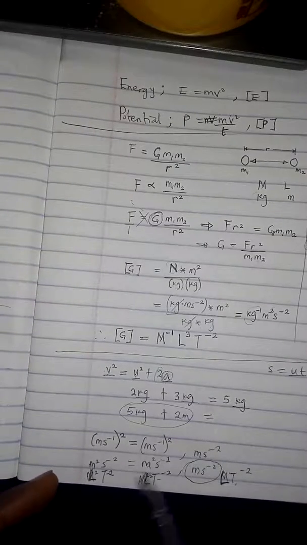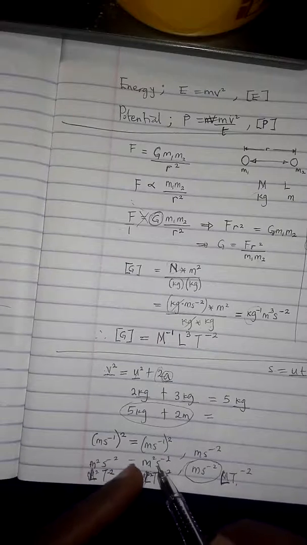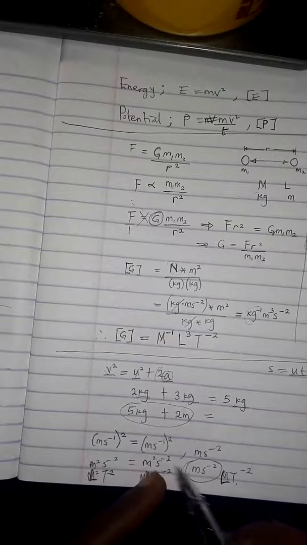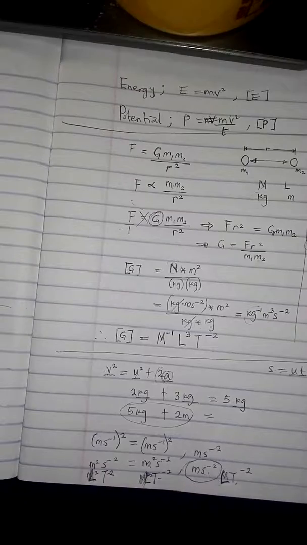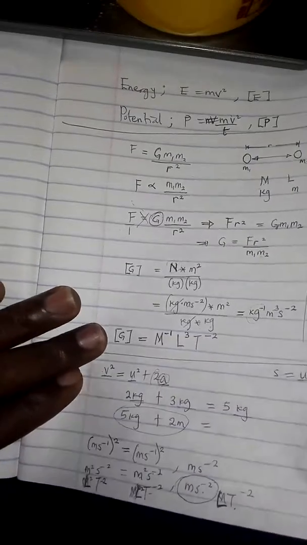So that is how you tell. It's like you want to add something that is in meter square per second square to another parameter or quantity that is in meters per second square. That does not make sense. So it is not possible. It's not the correct equation. So we consider another option.